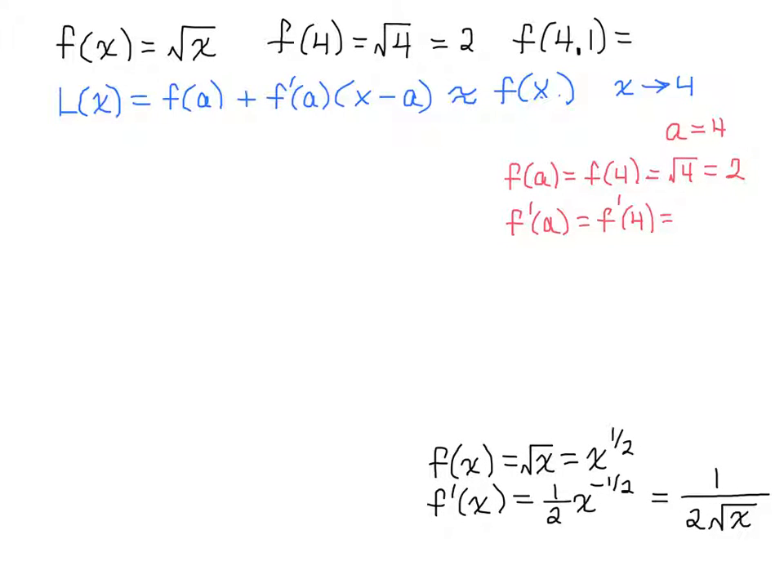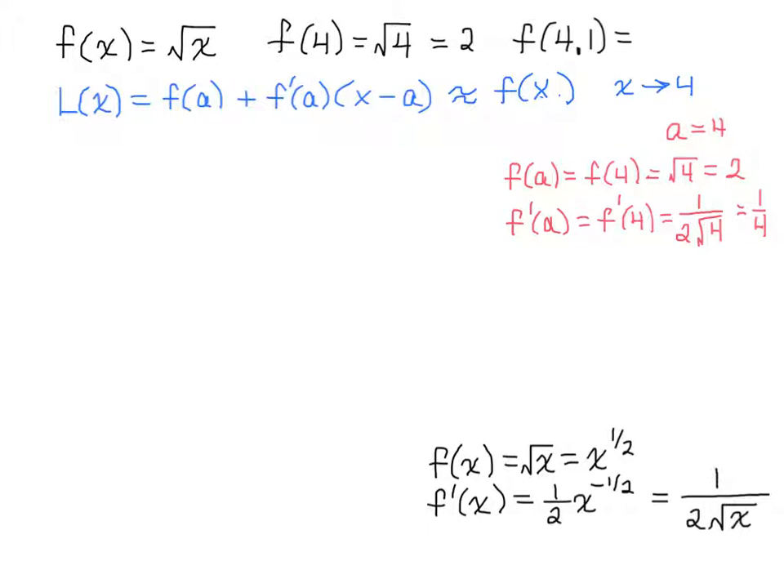What I want to do is finish off writing what is f prime of 4. It's 1 over 2 times the square root of 4, correct? I'm taking f prime of x from what we have and plugging in a 4 to find f prime of 4. And so it's going to be equal to 1 over 2 times 2, so 1/4. So I have what I need to find this linearization equation.